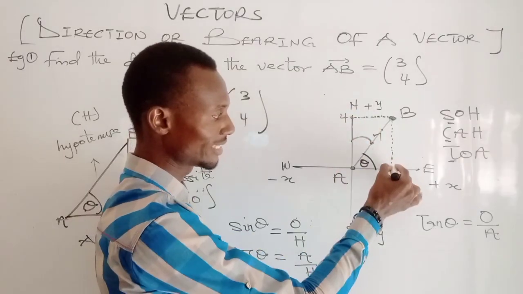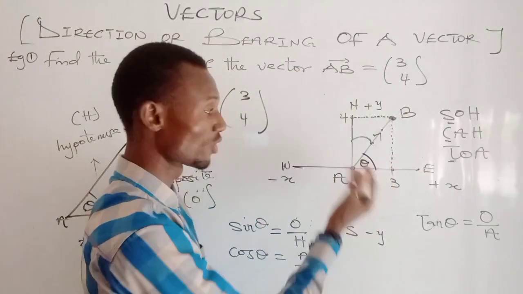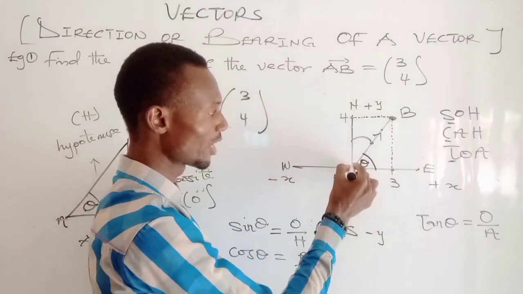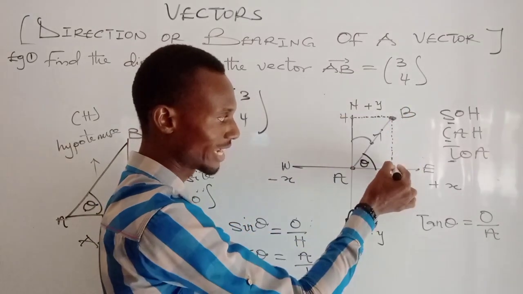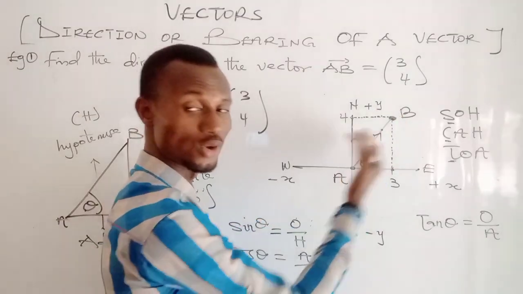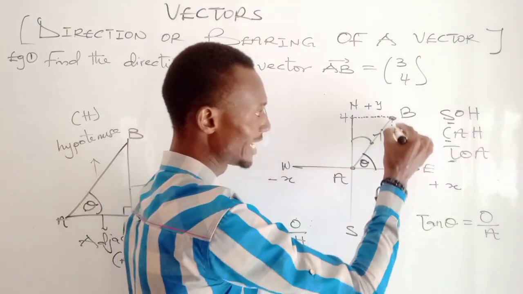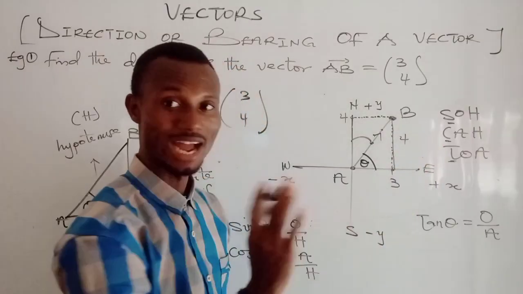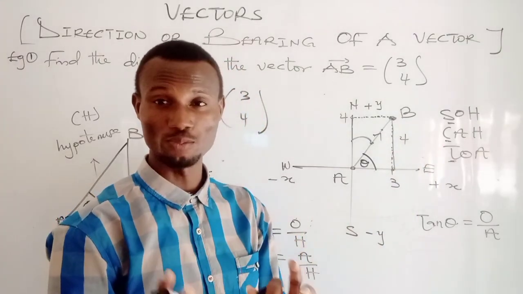Then it means the distance from here up to here is also 4, because it's the same distance which is being repeated here. So from the origin up to here is 4. Then from here to here is also 4, because it's the same distance. So the distance from here to here is 4. Can you agree with me on that? Okay, I hope you understand.